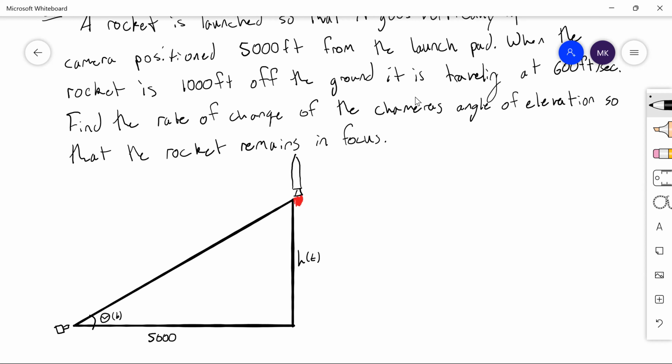Now, there's two more things we know. We know that when h of t is 1,000, h prime of t is 600.